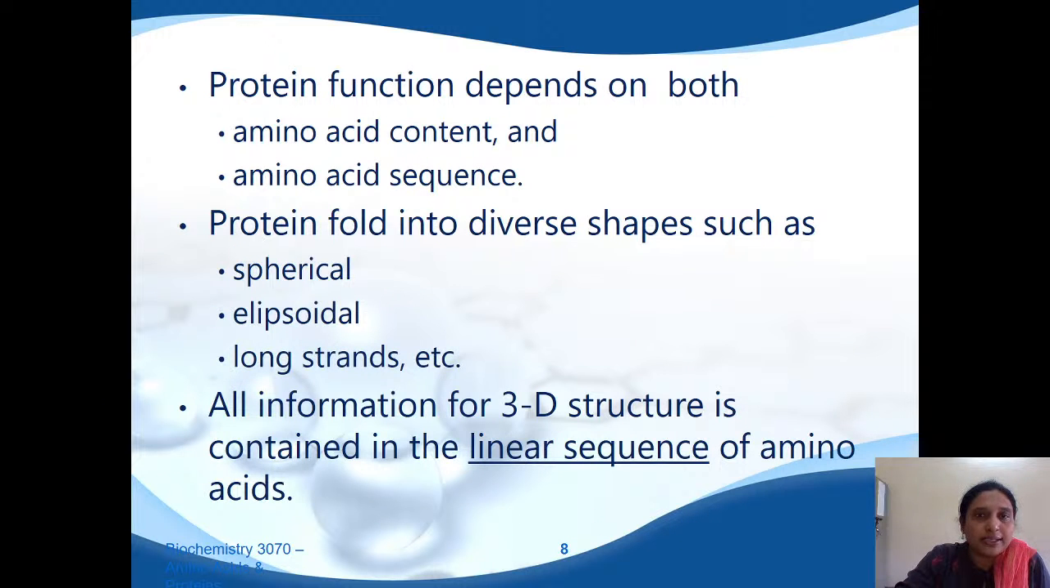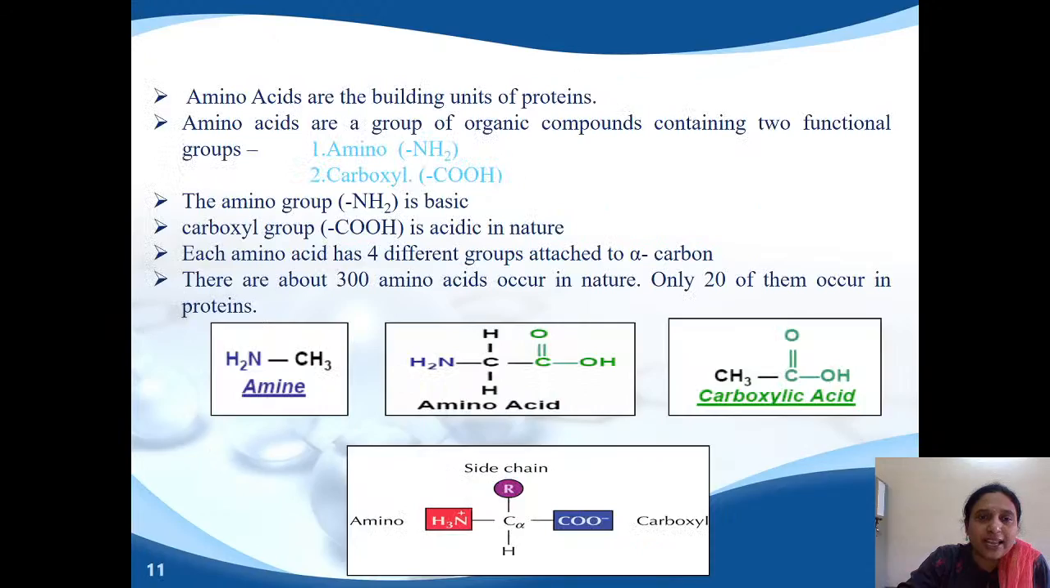Now, out of 300 amino acids, 20 participate in protein synthesis. Those we can call standard amino acids or primary amino acids. And you know the common structural feature of an amino acid: on the alpha carbon there will be an amino group, a carboxyl group, and the third valency of the alpha carbon is attached to hydrogen. The difference among all the amino acids occurs at this R, which represents a side chain.